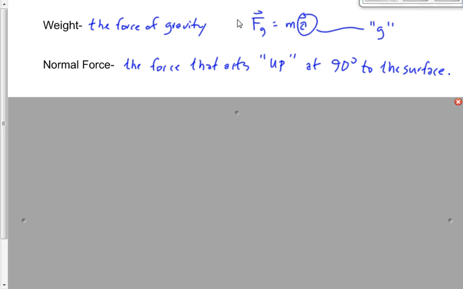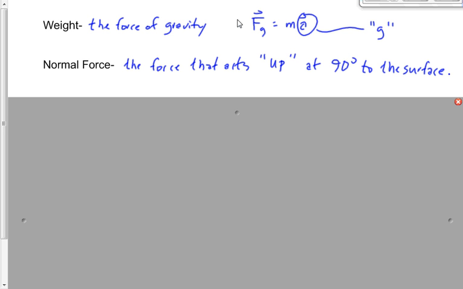Otherwise, what would happen? If there was no force acting up on you and there was a force of 700 acting down, what would happen to you? Yeah, you'd be sinking down to the ground, right? Gravity's pulling down on you with 700 newtons. If there was no force acting up on you, you'd be falling. You'd be free falling. Well, that doesn't happen. So there must be a force acting up on you.